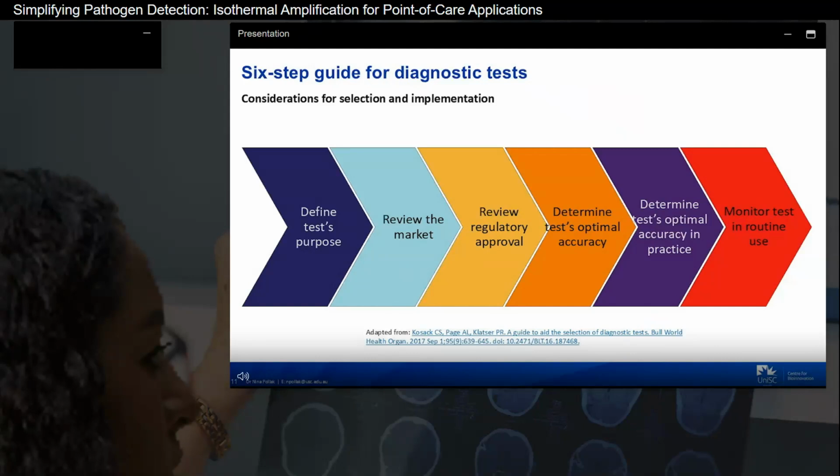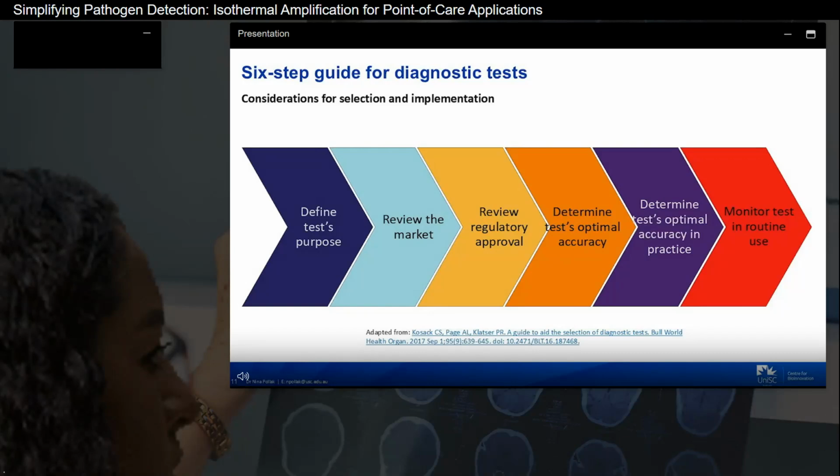Follow this 6-step guide for selecting and implementing diagnostic tests effectively. So first, we want to define the test's purpose. Clarify the test's intended use, whether for detection, monitoring, or screening. Then review the market. With over 40,000 diagnostic products available globally pre-COVID, it's essential to evaluate and compare their features. Three, ensure regulatory approval. Ensure the test has the necessary regulatory certifications.